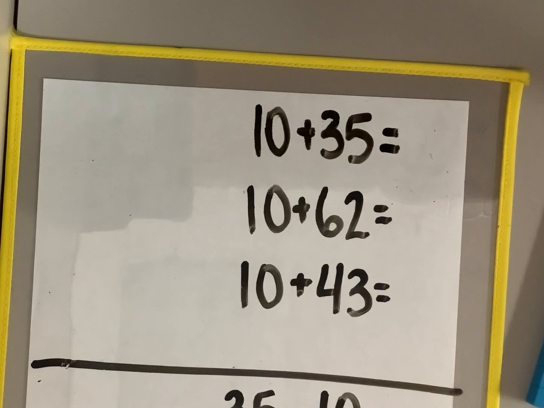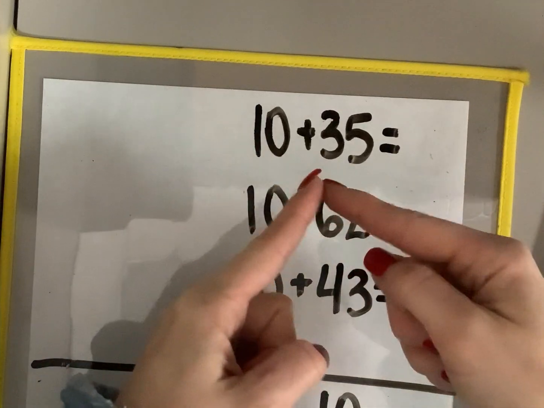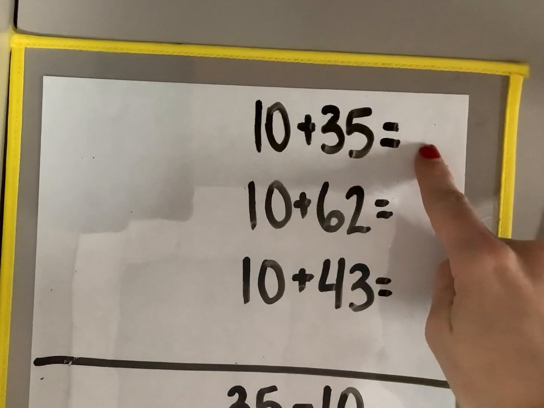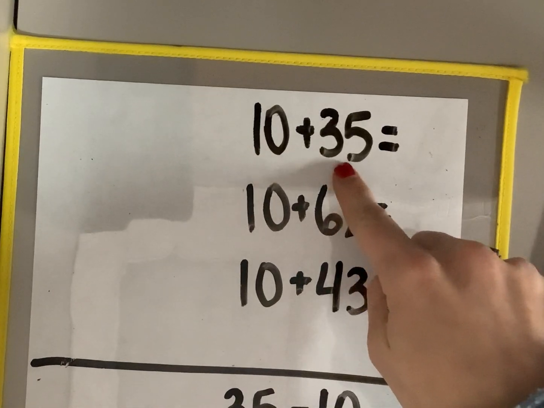Today we are going to talk about how to add and subtract 10 from a number. I know that when we're adding, it doesn't matter which number we start with because we're just putting those two together to make a sum, or the answer to our problem. So I'm always going to start with my bigger number just to make it easier.